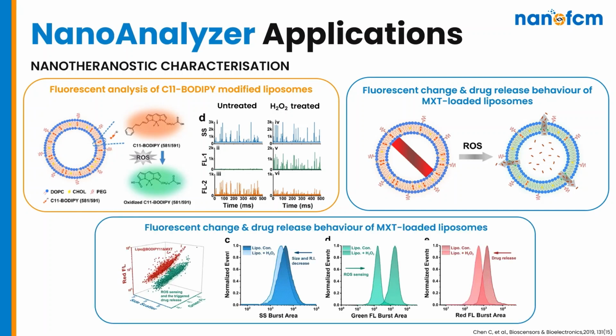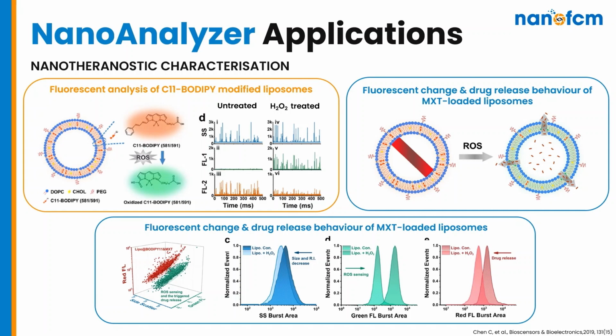And what does this data end up looking like under exposure to the nominal buffer and exposure to the reactive oxygen species? Exactly what we just discussed in the side scatter burst trace. We see the size and RI decrease. In the green fluorescence burst trace, we see a big shift to green intense as the C11 BODIPY reports its green shift in reactive oxygen species, and we see the red intensity shift down as the drug leaves the individual particles. So this is again through the scatter triggering.